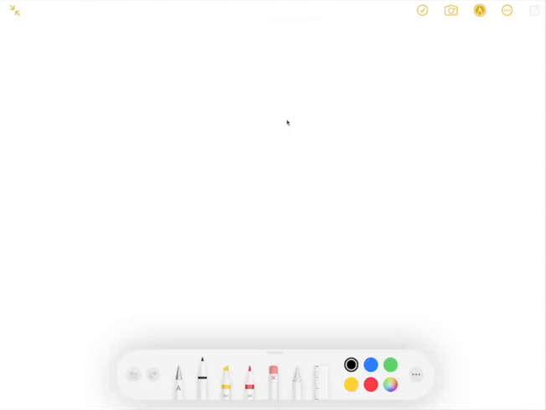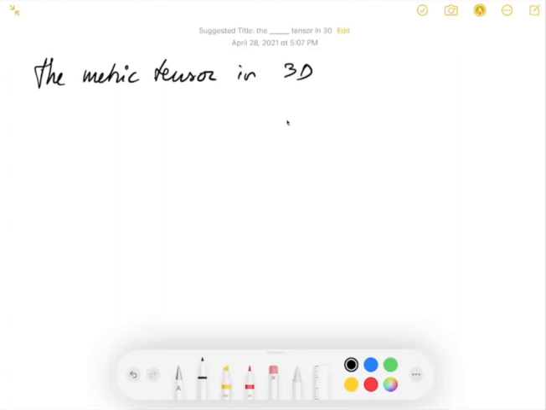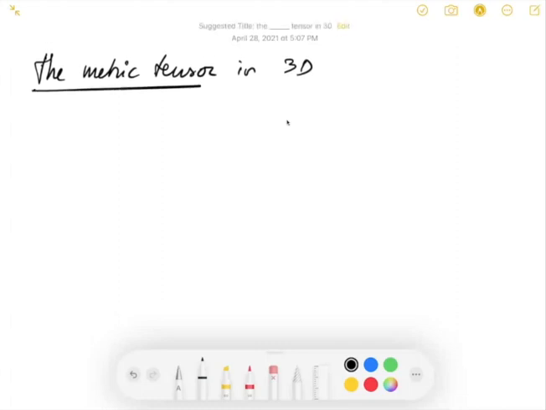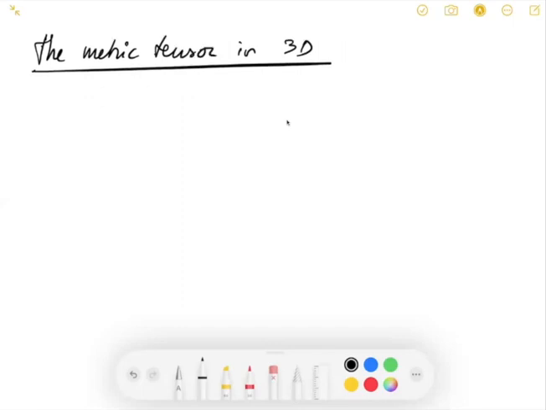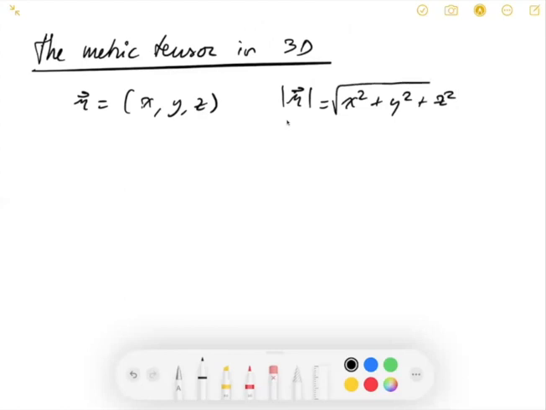Okay, let's call this the metric tensor in 3D. So R3 or whatever you want to call it. So if you have some kind of a vector, let's say we have the position vector, and we're going to write that as some x, y, and z, then our vector length is obviously going to be x squared plus y squared plus z squared, and then the square root.